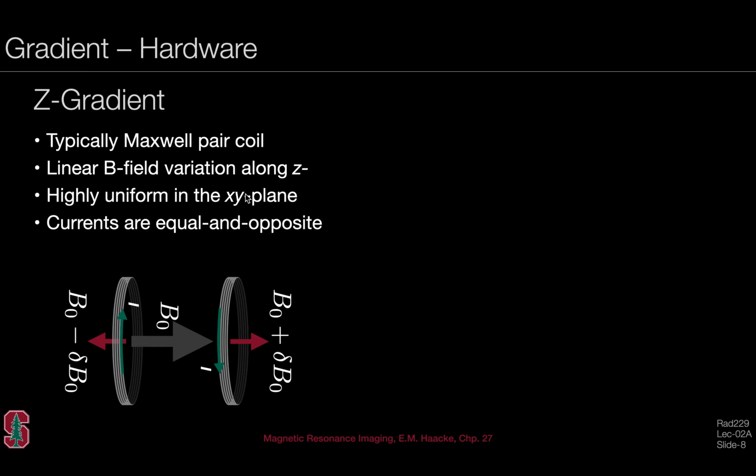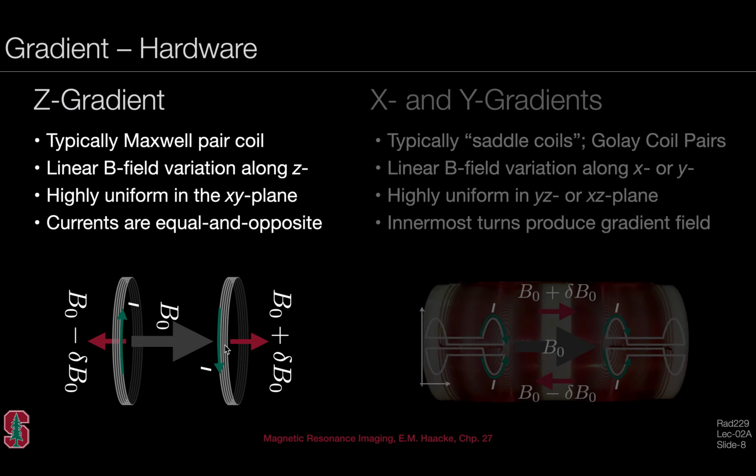And to generate such a field, we have windings of coil inside the magnet, inside the gradient set, and we can apply currents that are equal and opposite in these two windings of coil, and consequently increase the field at one end of the scanner slightly and decrease the field at the other end of the scanner slightly. And we thus have a linear variation in the magnetic field along the Z direction when using the Z gradient.